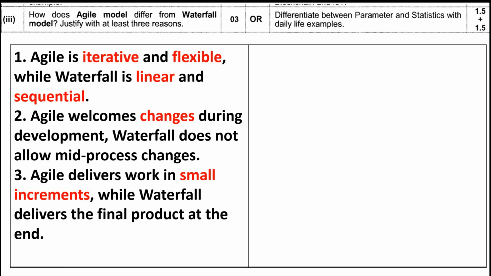Number 3 is agile delivers work in small increments. They give small versions of the software to the customers. Customers use it, then give new input or feedback. According to the new inputs and feedback, developers continue to develop the software.